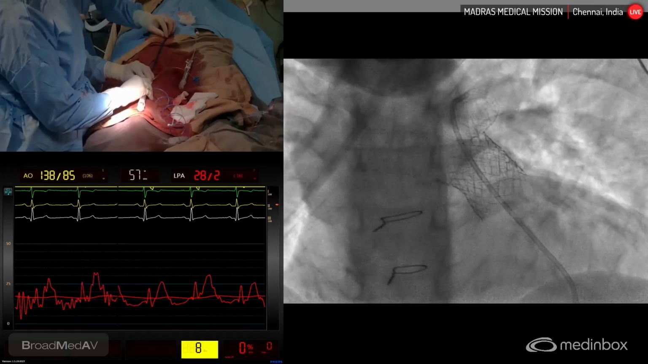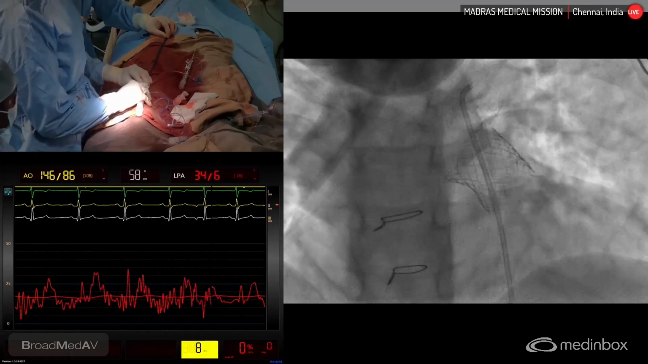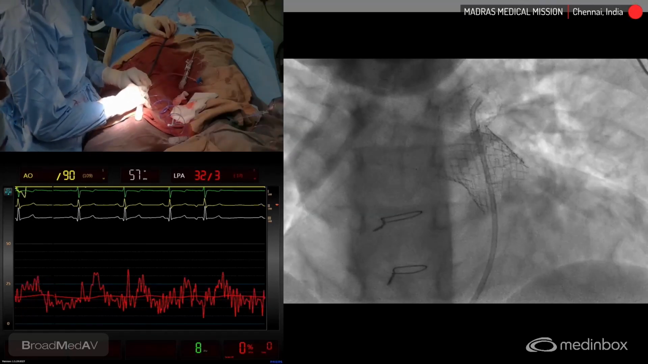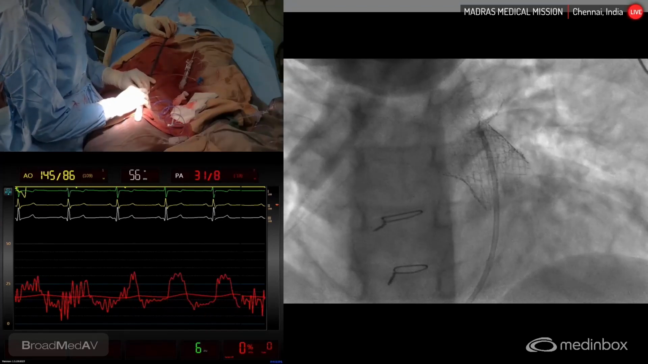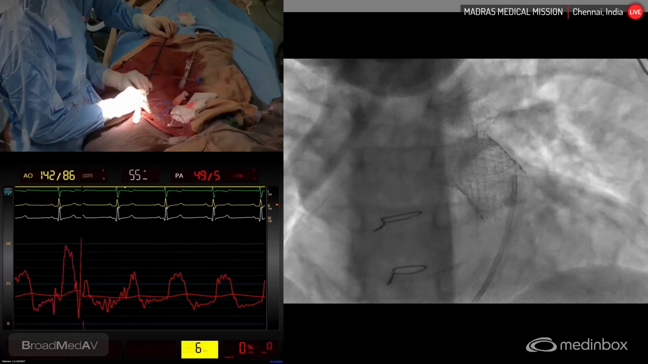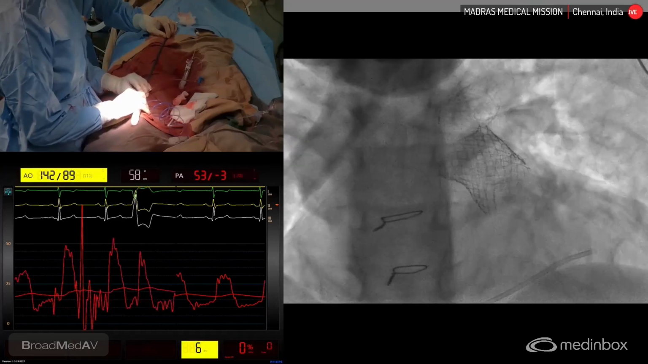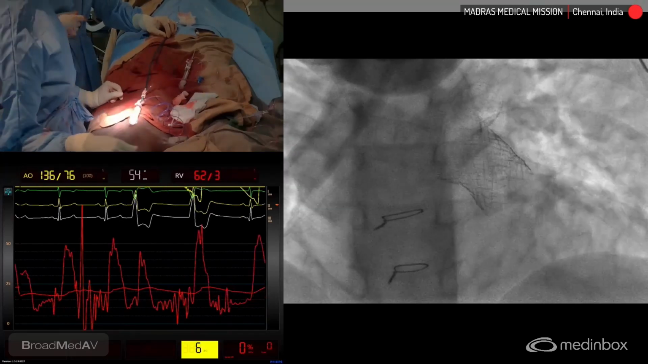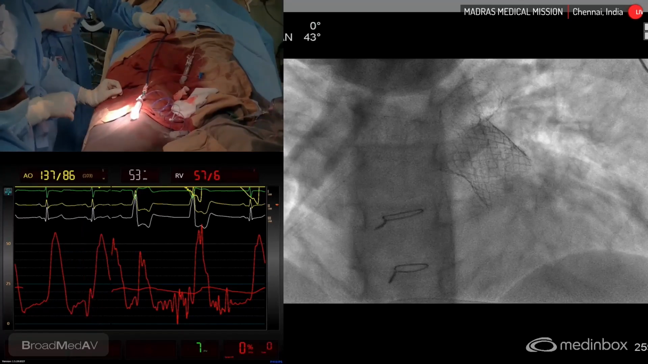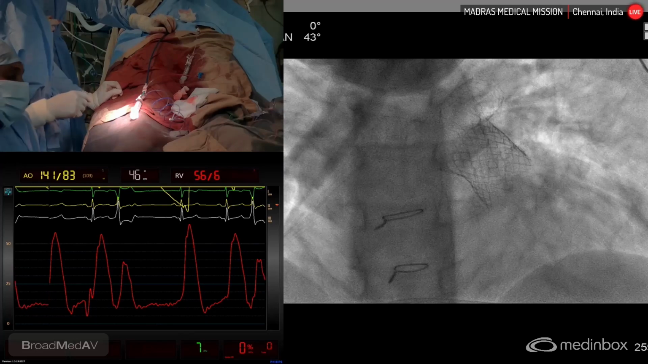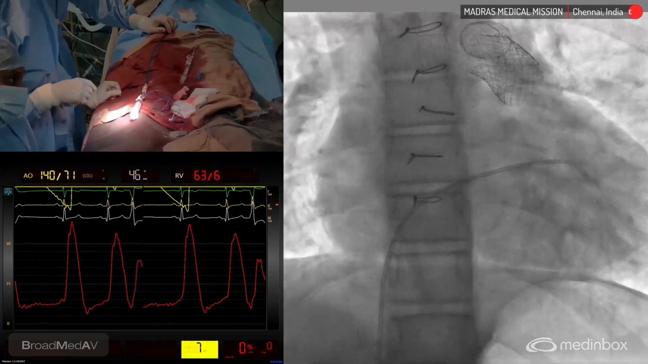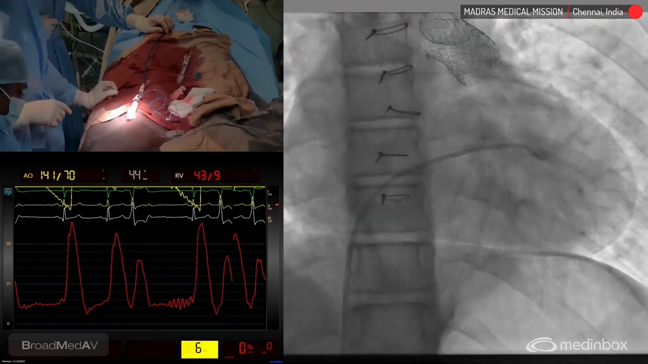So now we are progressively coming off. Now the catheter is going to come into the, that's the main pulmonary artery. More or less same pressure. It's 30. We are coming into the right ventricle. Show the right ventricle, come to AP view. Okay, so this is the right ventricle.